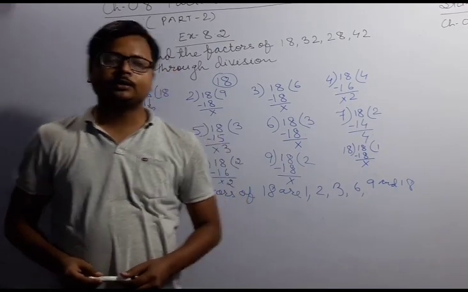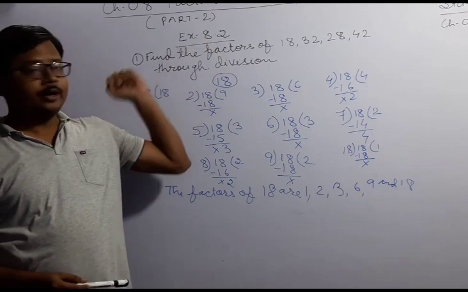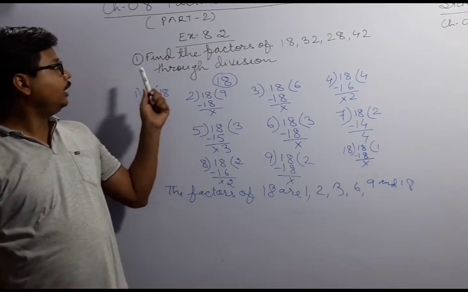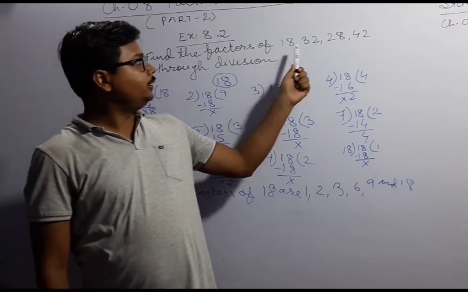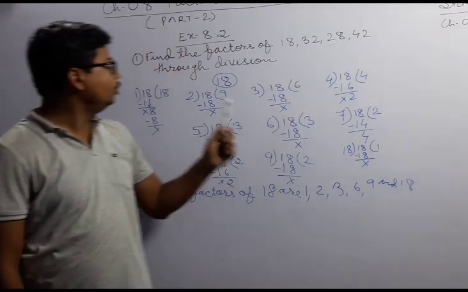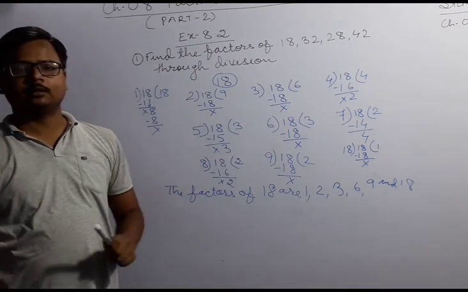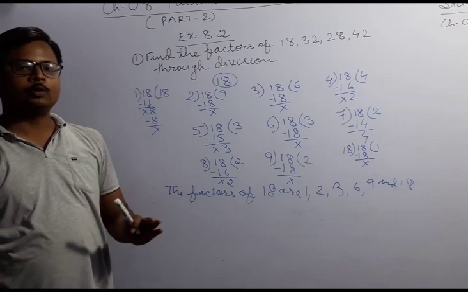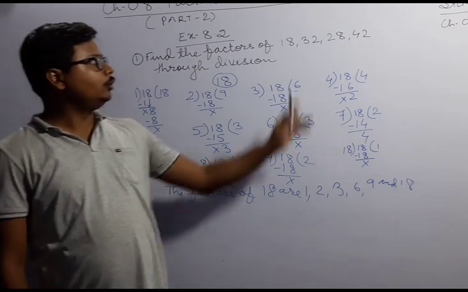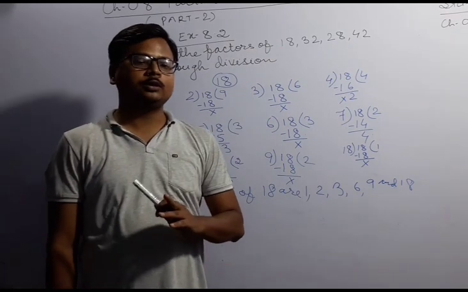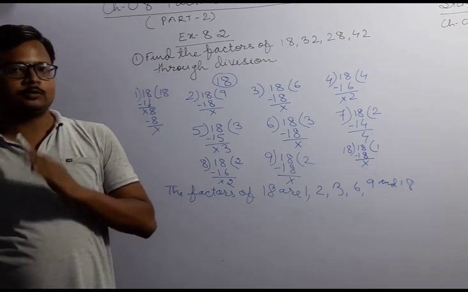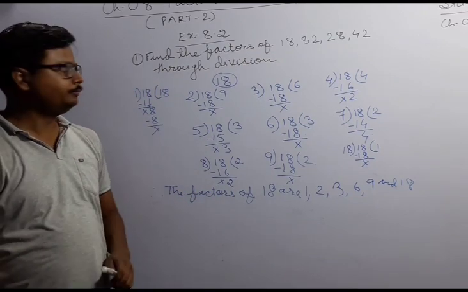Okay students, now let us start exercise 8.2. And the first question is, find the factors of 18, 32, 28, 42 through division. I am not going to solve all the questions. I am just going to solve only one question. The rest of the questions should be done by you in your classwork copy. Now listen to me carefully.